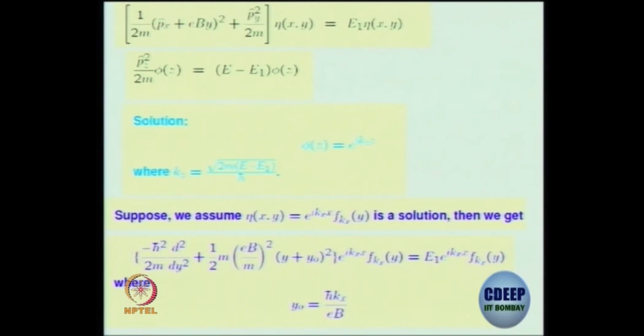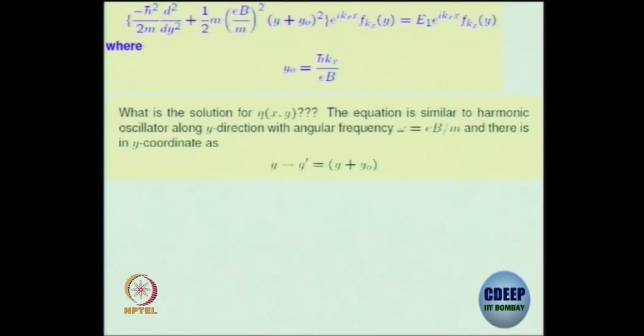Is the picture clear? This step, please work it out. Just substitute this one into this equation and verify that this is there. Okay. If you have not already done, please fill it up. So again, it's a shifted oscillator, and the frequency of the oscillator is also dictated by the given equation, which is EB by m. Clear?